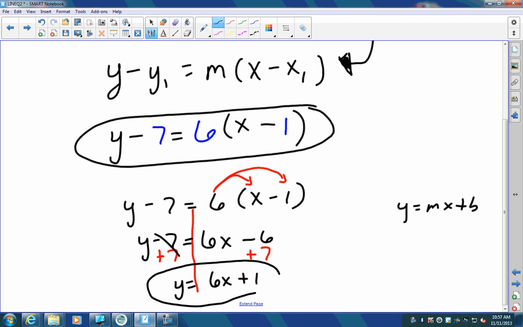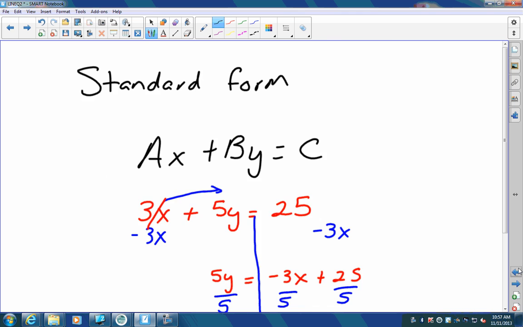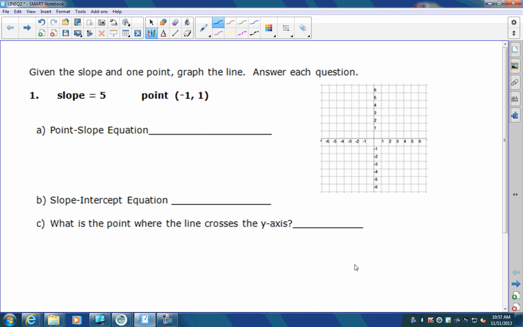Now I can do something with that one because I know that if I was graphing it, I would start at 1 on the y-intercept and I would go up 6 and over 1, up 6 and over 1 to be able to graph it. So let's look at the first problems on your paper. Oh, that's number 2. Let me go backwards. There we go. All right. It says, given the slope and one point, graph the line and answer each question.